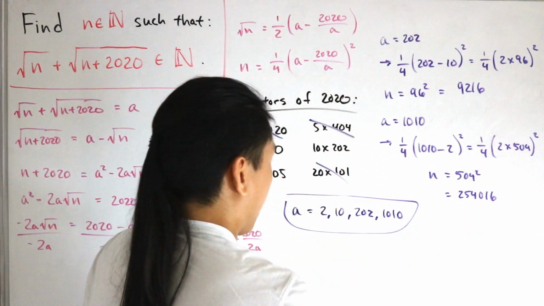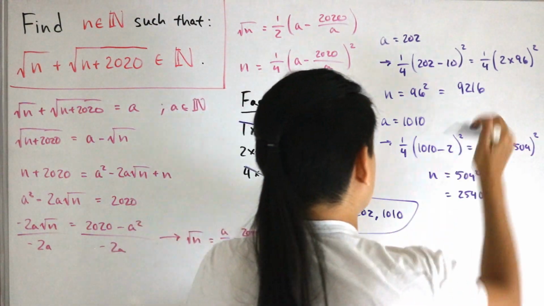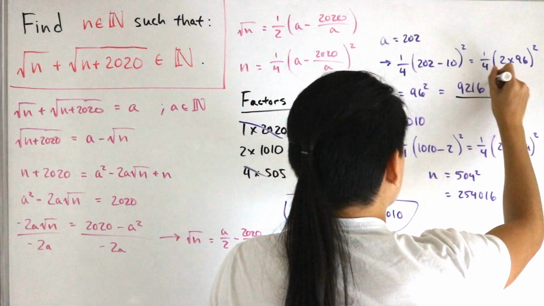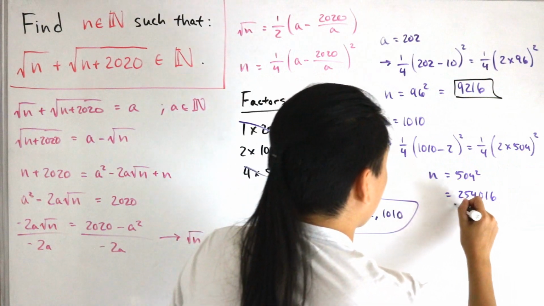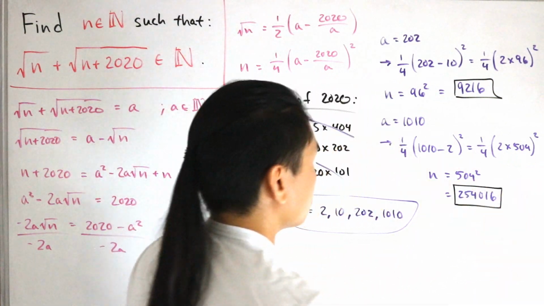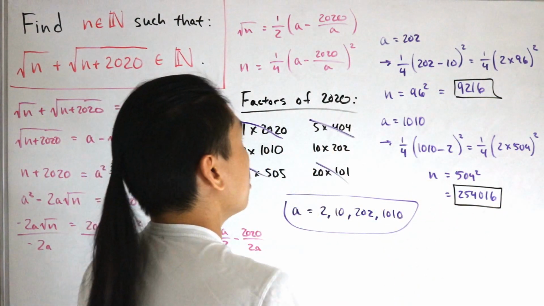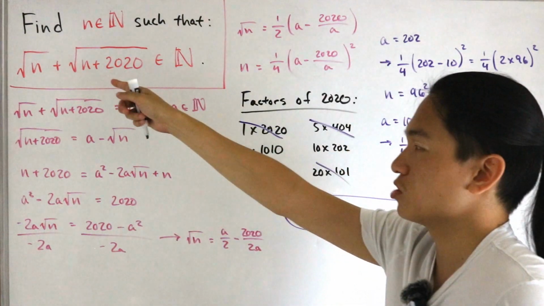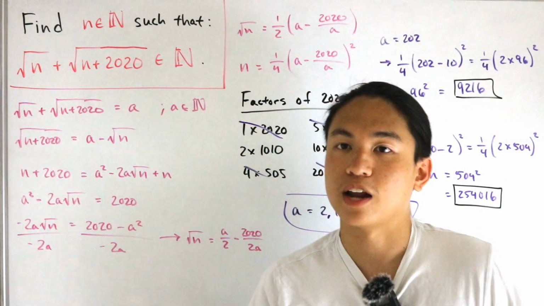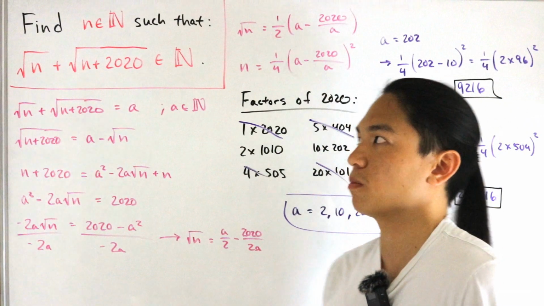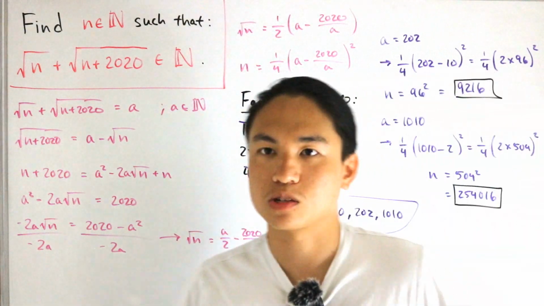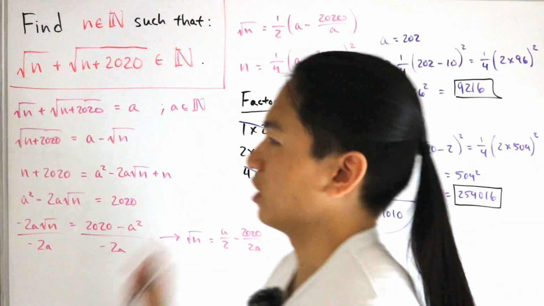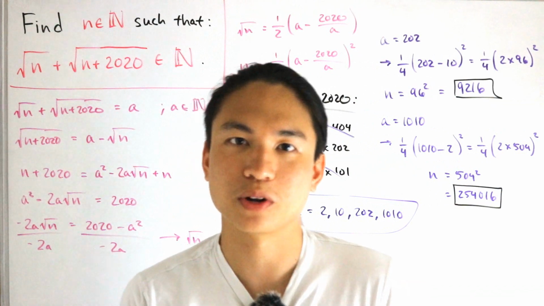And so therefore, we have our n values. We have that n for the natural numbers is going to equal either 9,216 or 254,016. Those two numbers, you just plug those in, and indeed you're going to get a natural number. Well, you will get a natural number, in other words, these are also natural numbers as well. So there we have it. And yeah, that's pretty cool if you ask me.